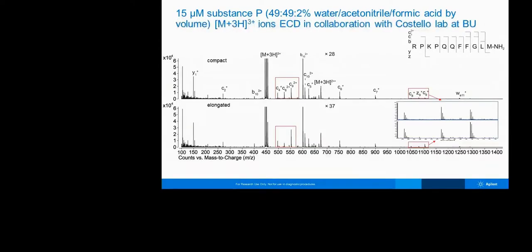Now if we perform ECD on those two same conformers of substance P, we have our compact ECD spectrum on top, elongated ECD spectrum on the bottom. Two things we can easily notice inside these highlighted red boxes are the relative abundances of the C-Z ion assignments. You can see the ratios of these C-Z ions in these red boxes vary depending on the compact versus elongated structures. And you can see in the upper right corner, we still got really good sequence coverage across the peptide backbone.